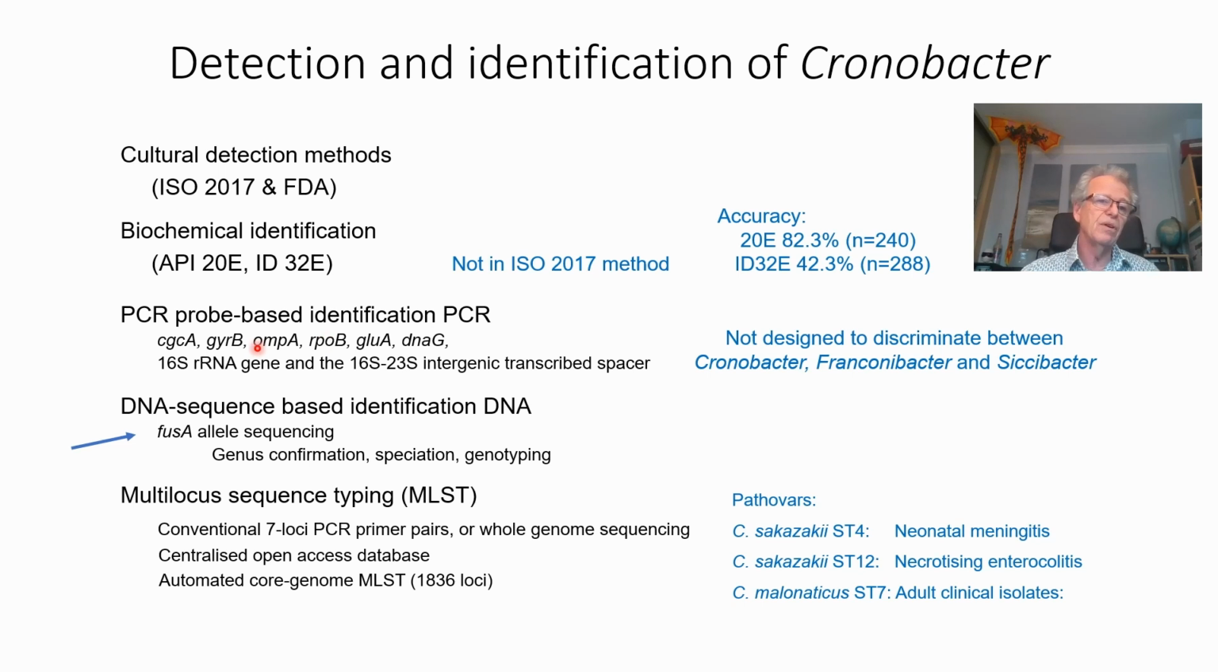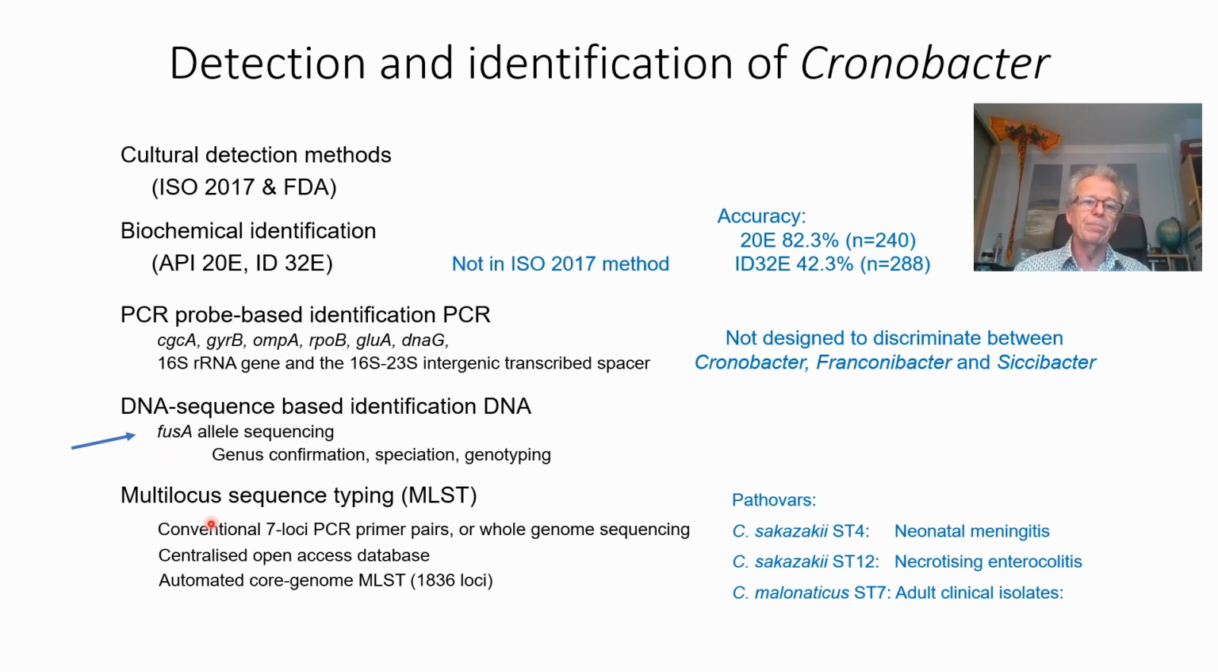There have been a number of PCR probe methods which are in the literature. Bear in mind when you look back on the dates they were designed, and when you look at the negative controls and positive controls that are used, you will find that they missed out the Franconibacter and the Siccibacter. The only way of reliably identifying Cronobacter is by using DNA sequence, and preferably a curated database, and I highly recommend the fusA. There are thousands of fusA sequences which are curated in the database and you can access within seconds.